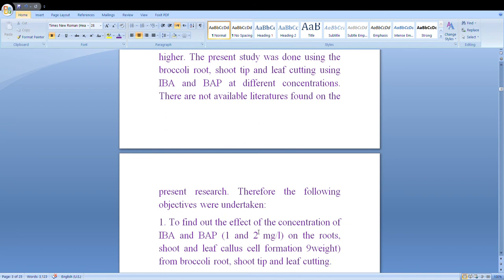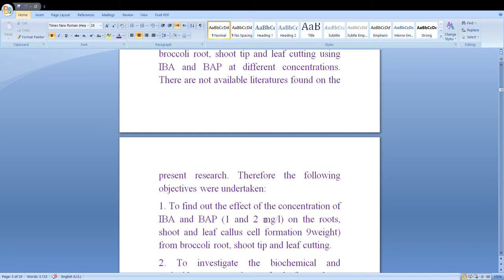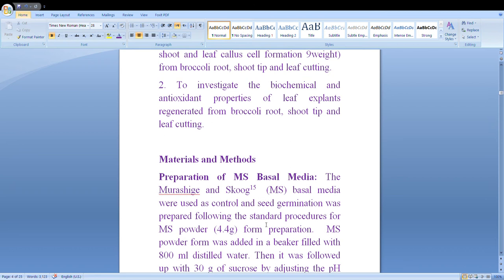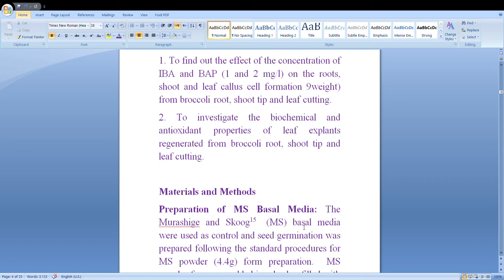Therefore, the following objectives are undertaken. To find out the effect of concentration of IBA and BAP on the roots, shoots and leaves, callus cell formations, and weight from broccoli root, shoot tips, and leaf cuttings. To increase the biochemical and antioxidant properties of leaves, explant regeneration from broccoli root, shoot tip, and leaf cuttings.